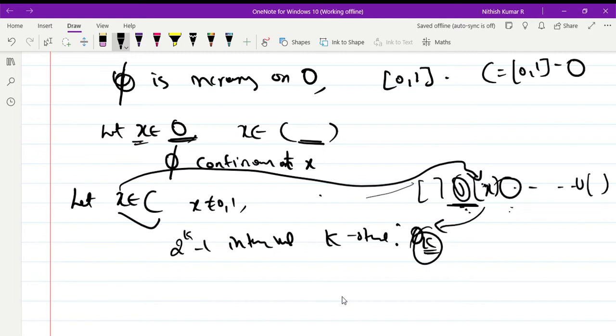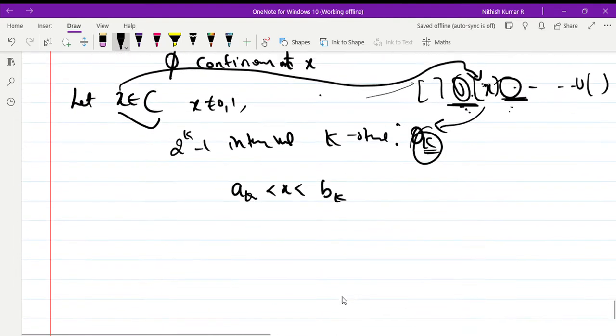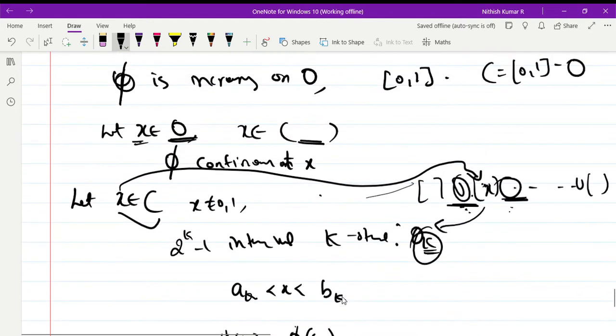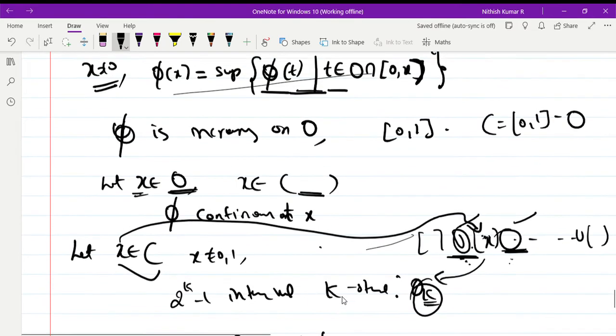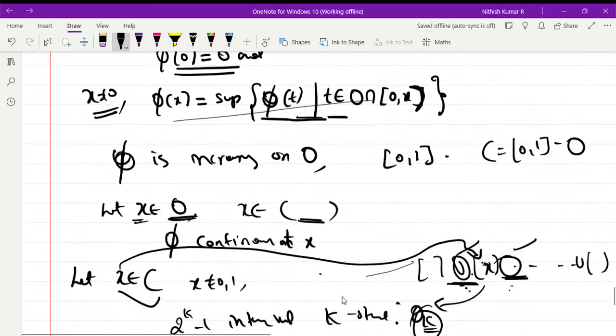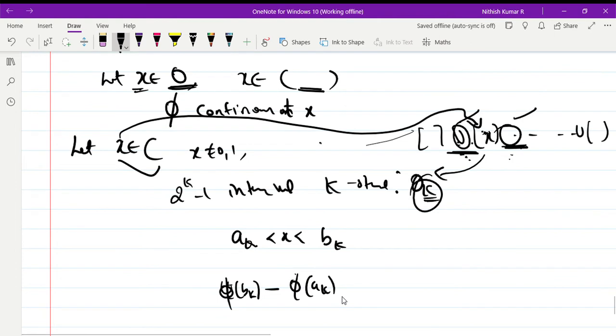Now in this interval, choose the end point of this interval, say AK, and the first point of the next interval, say BK, such that my X is greater than AK and less than BK. Now, what is phi of BK minus phi of AK? Phi takes a constant value on this interval and on that interval, and the constant values change in this direction: 1 by 2^k, 2 by 2^k, 3 by 2^k. So the difference of these two will be equal to 1 by 2 power k, because if it takes 1 by 2^k here and 2 by 2^k there, then the difference will be 1 by 2^k.